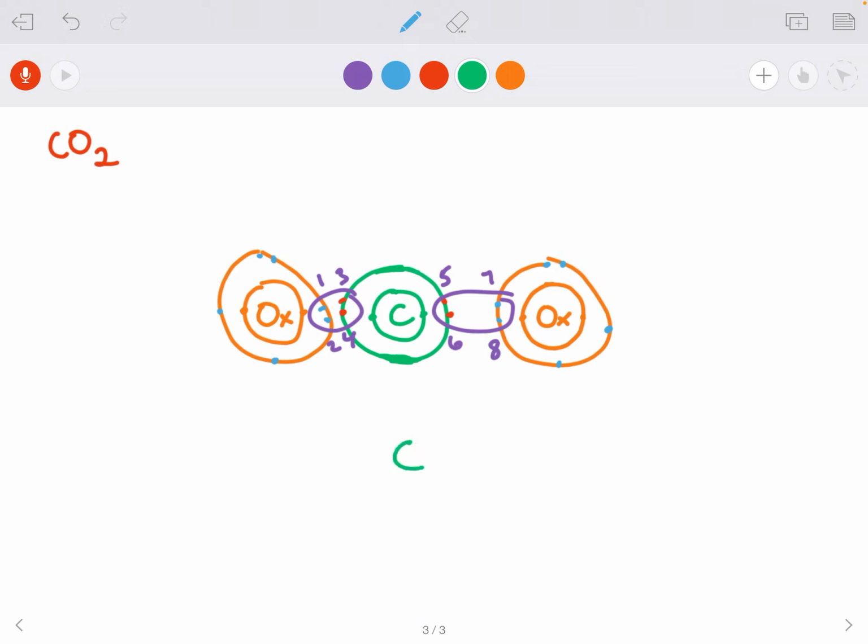So now the line structure for this, rather than drawing a single line, it's going to be a double line, kind of like an equal sign, and that indicates a double bond. That will give you your carbon dioxide.